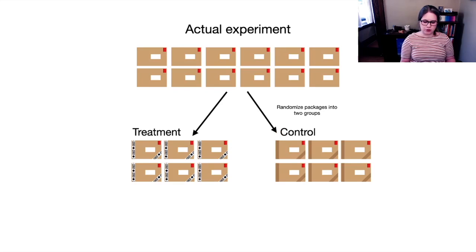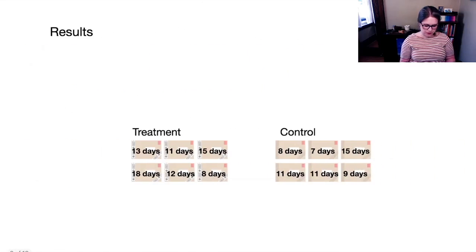And then you have controlled the explanatory variable, right? You've put the different tape on the two different boxes, and then you're going to observe the response, how long it takes for them to arrive. So again, this is just a little mini version of the experiment, but in my picture, I've got 6 boxes that were in the treatment group and 6 boxes that were in the control group. And I can see this box took 13 days to arrive. This one took 11, 15, 18, 12, 8, 8, 7, 15, 11, 11, 9.